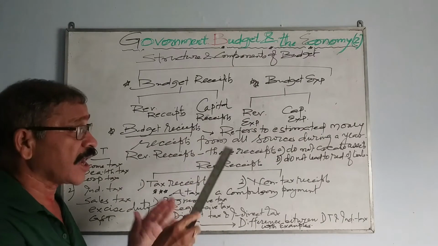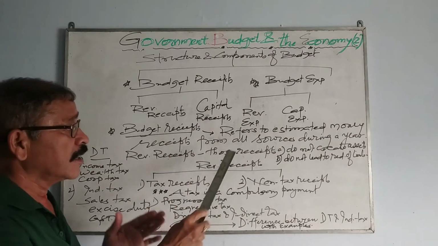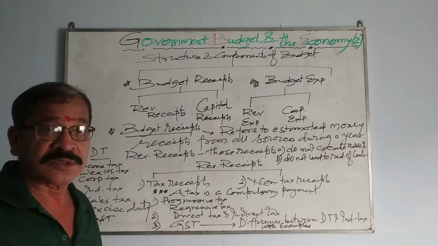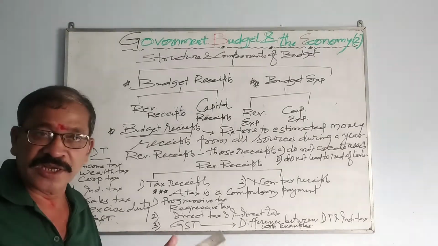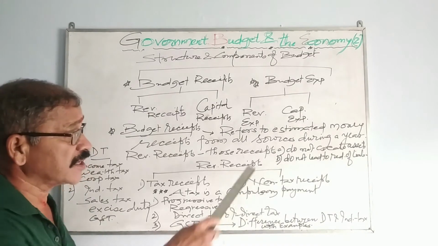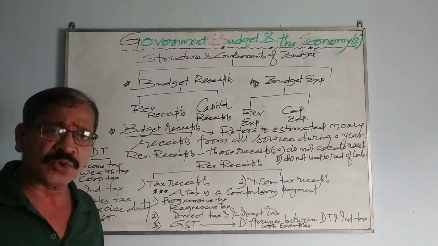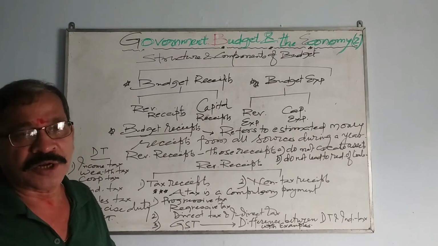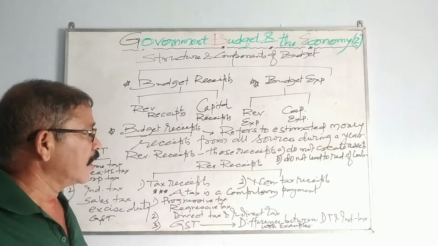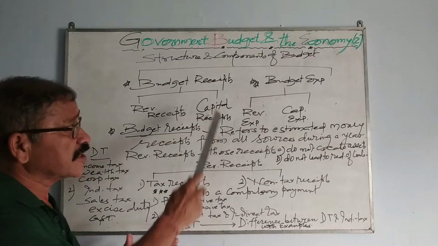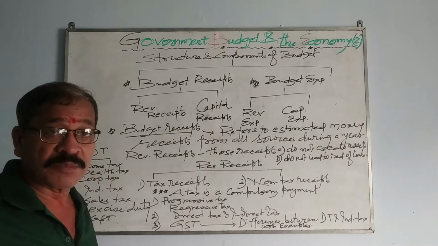What are budget receipts? The budget receipts are estimated money receipts. Again, I used the word estimated. It's not real or actual. Estimated money receipts from all sources in a particular period of year or a financial year. That is budget receipt. So today we are discussing only budget receipt.